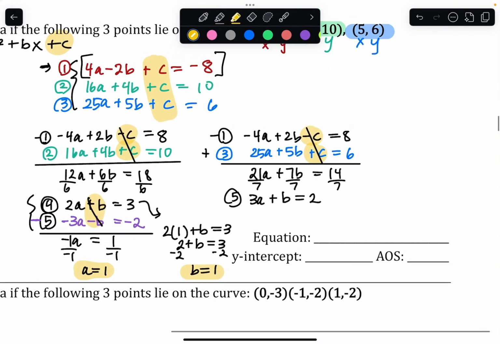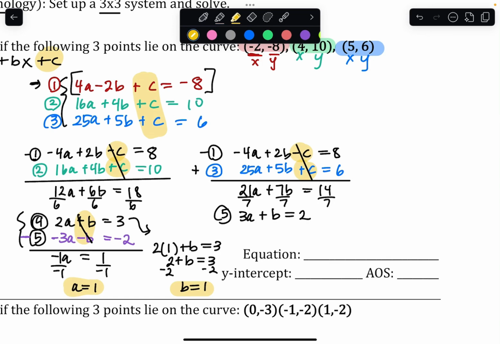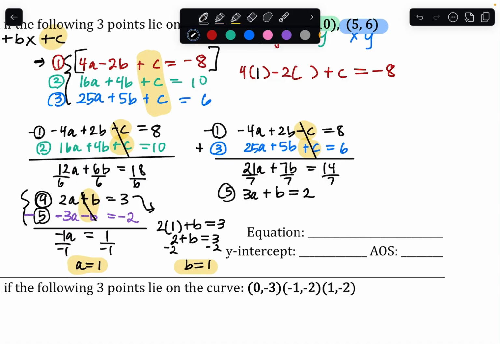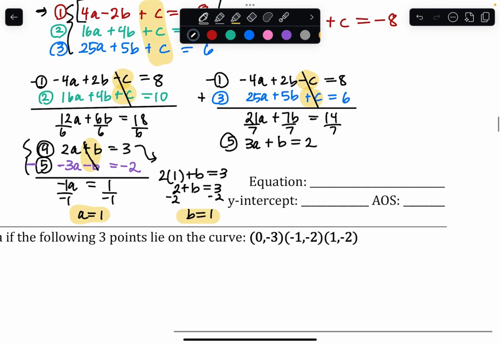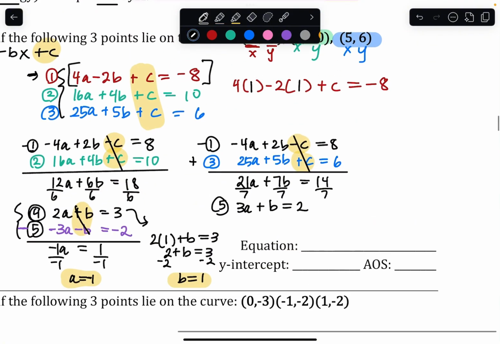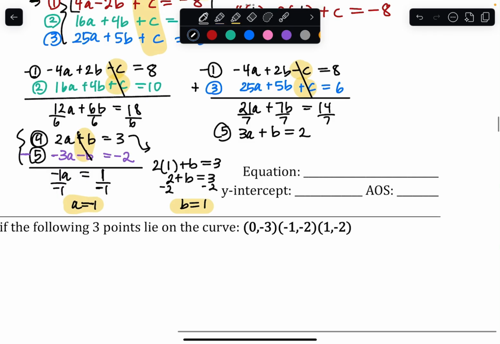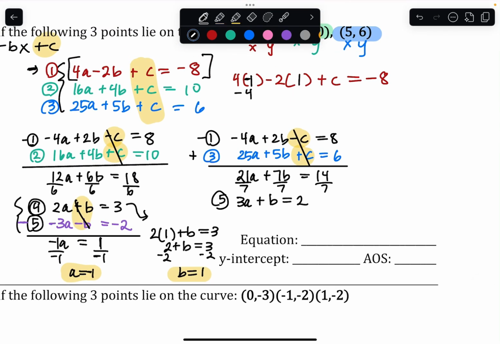Okay, so now that we have a and b, we can go up to any of these original equations. I'm just going to choose equation 1, 4a minus 2b plus c equals negative 8. We know a is negative 1, sorry about that, and we know b is 1. So up here I get negative 4 minus 2 plus c equals negative 8. That gives me negative 6 plus c equals negative 8. Add 6 to both sides, and we get c equals negative 2.